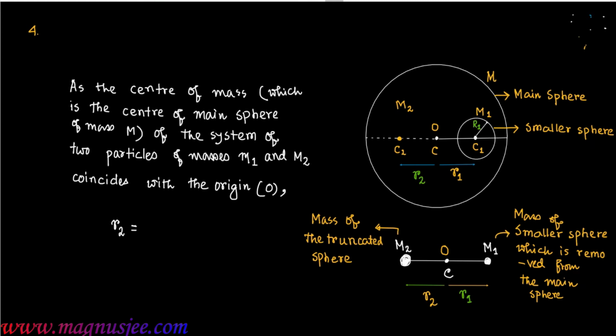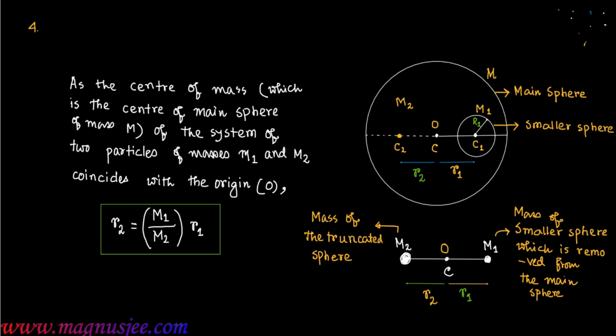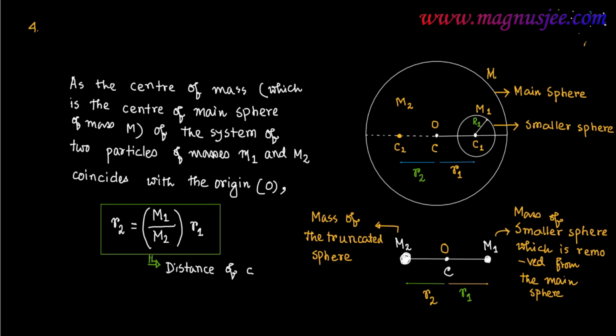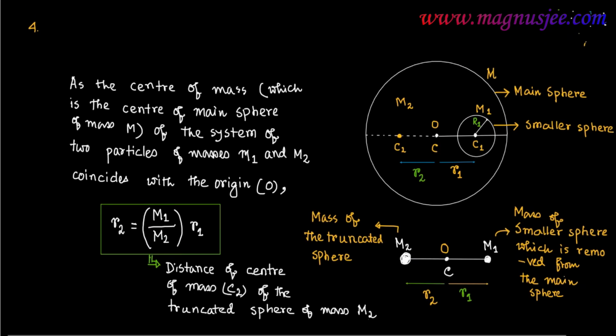That's why we can prove r2 equals M1 by M2 into r1, and this concept is available in formula set 1 of center of mass. r2 equals capital M1 by capital M2 into small r1, that is the distance of the center of mass C2 of the truncated sphere, after removal of the smaller sphere from the main sphere, of mass M2.